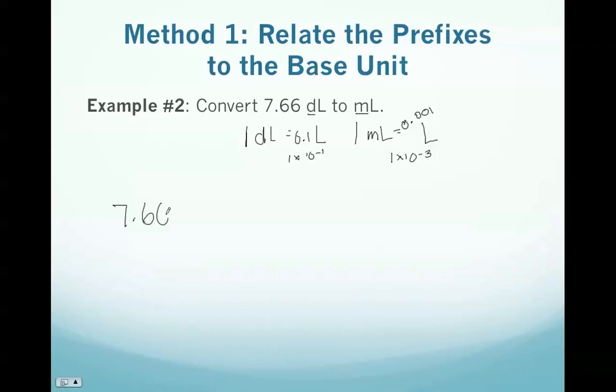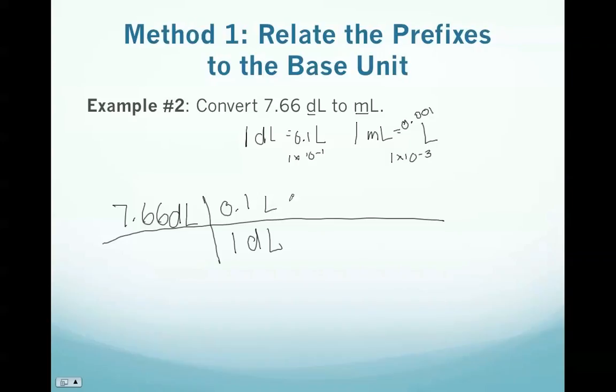Remember, always start with whatever you are given. So I'm starting with my 7.66 deciliters. I start with deciliters, so I have to use the conversion factor that has deciliters. So I place my 1 deciliters down below. That 1 is locked in with deciliters, and then I'm going to place my 0.1 liters above. Now the deciliters cross out. My next conversion factor, if I have liters up on the top, I need to put liters in the bottom. So I'm going to place the 0.001 liters is equal to 1 milliliter. My liters cross out, so I'm left with my milliliters, which is great. And when you multiply across the top, divide by the bottom, you get 766 milliliters, and that's it.